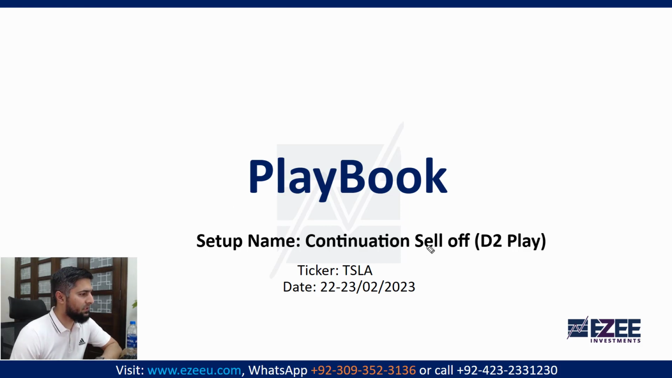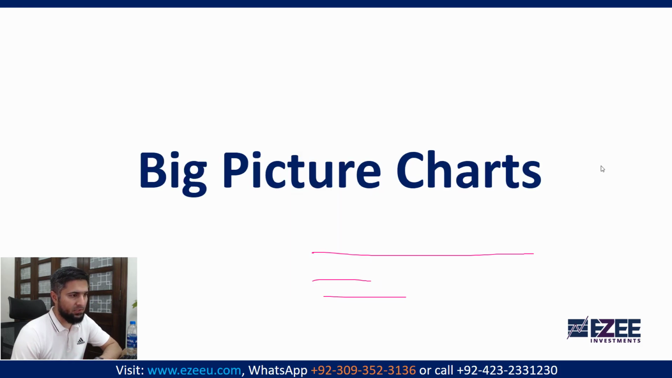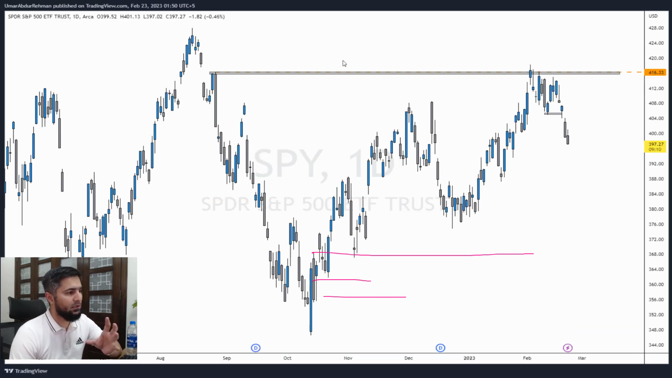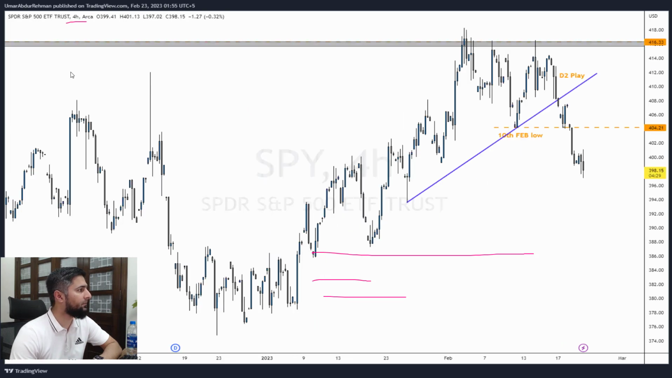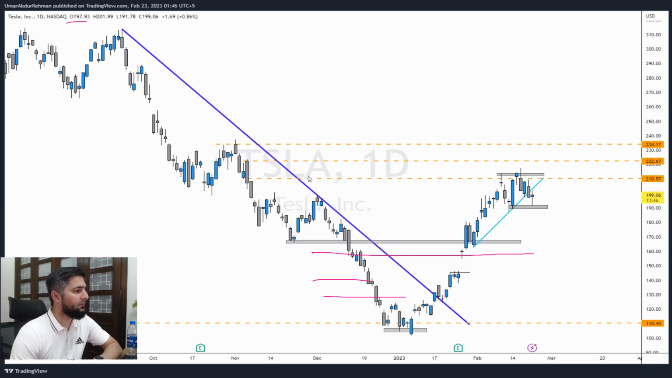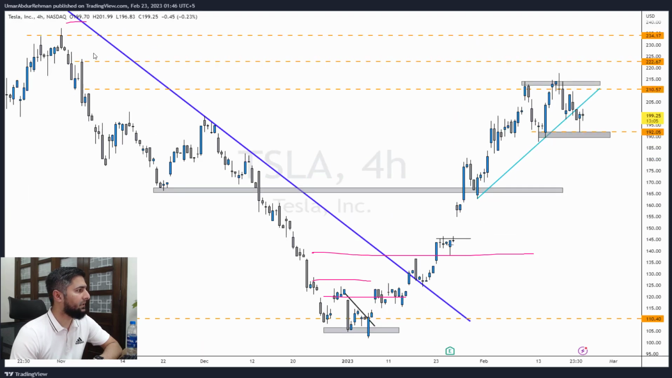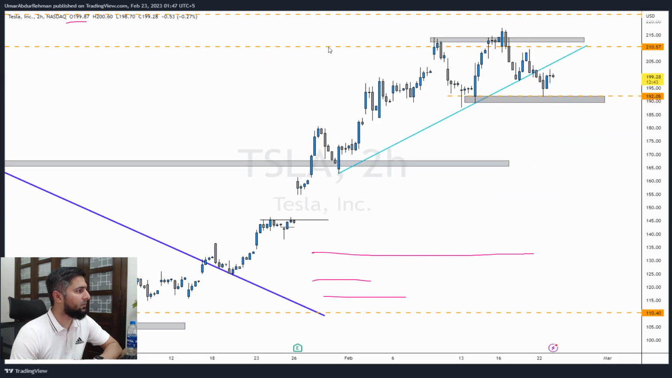Okay, so the ticker name is Tesla and the setup name is continuation sell off, which is a second day play. I have merged 2 days of my playbook into just one, because the idea behind it was the same. So the first thing in my playbook is always the bigger picture charts. Bigger picture charts include the SPY charts, because SPY represents the overall market. So I have added the daily time frame chart here, and also a 4-hour chart. Then I have Tesla daily time frame, right? And I have a 4-hour chart, I have a 2-hour chart.